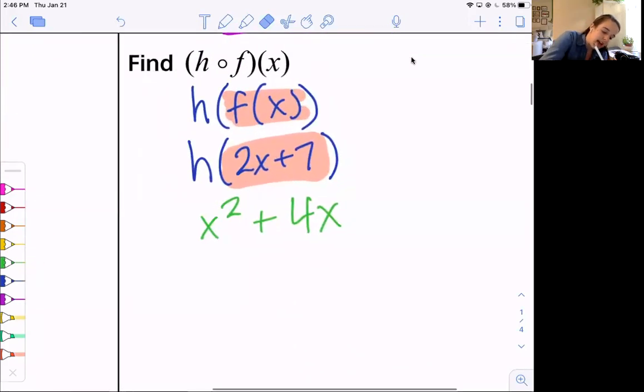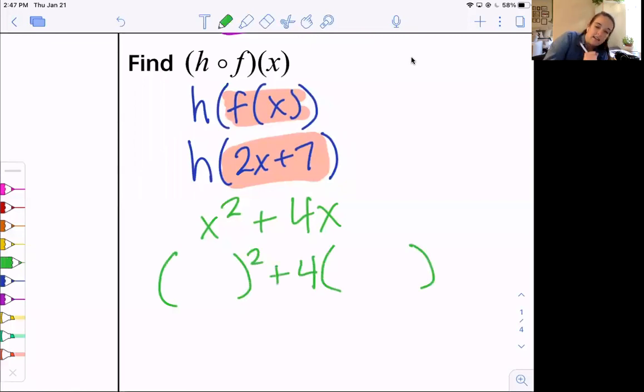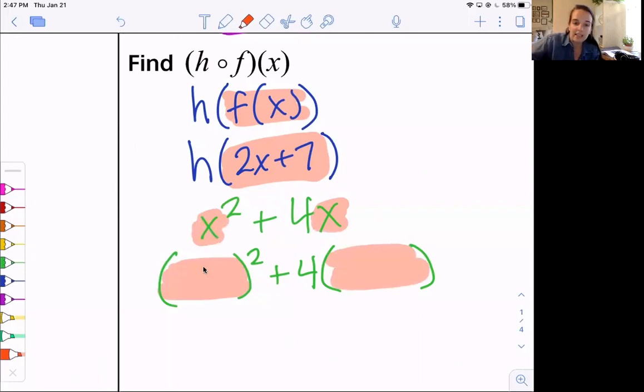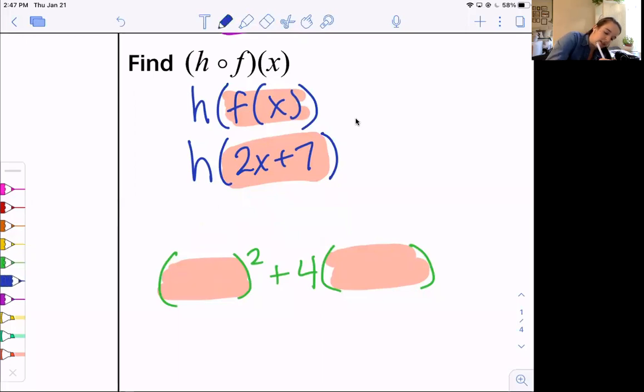I'm going to write x squared plus 4x, like that. So the x is turning into this whole thing, and this x is turning into this whole thing here. All right, so my x is a blank space, and this x is a blank space here. So I have x squared plus 4x turning into this one here. Now I'm going to take that thing that I'm supposed to be putting in, and I'm going to substitute in 2x plus 7.